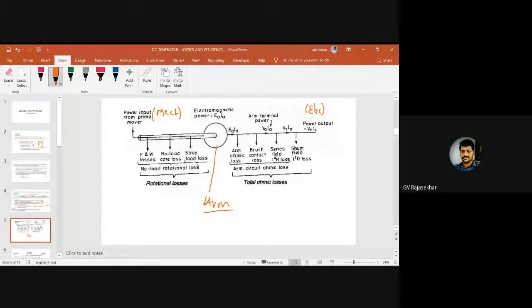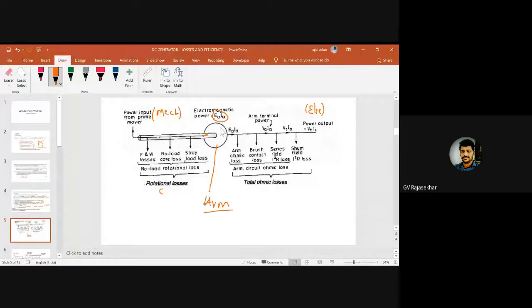These losses are called no load rotational losses, and these are also part of the constant loss. When input is given to the motor, these losses are common. From the input some has been lost, and the remaining is given to the armature, and it generates electromagnetic power, EA into IA, the power generated inside the generator.